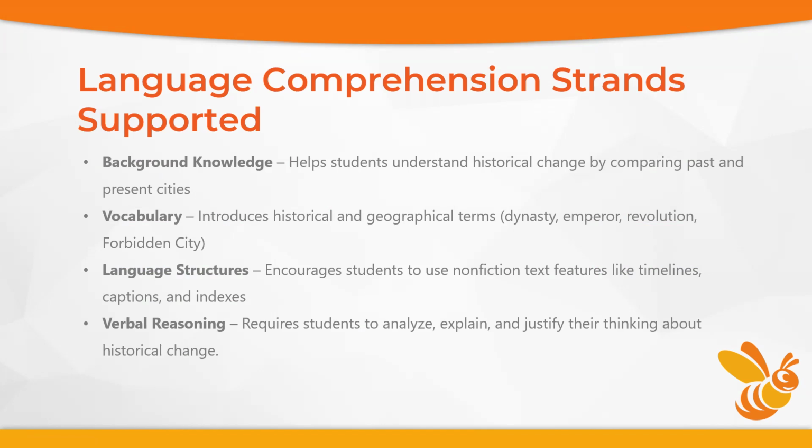The lesson also reinforces language structures by guiding students to use nonfiction text features like timelines, captions, and indexes. These tools help students navigate informational text, improving their ability to find and interpret historical details. Finally, verbal reasoning is a key component. Students analyze, explain, and justify their thinking about historical change, whether through discussions, writing, or visual projects. By articulating their ideas, they develop critical thinking and communication skills. Through this approach, librarians support structured literacy while making history and nonfiction reading engaging and meaningful for students.